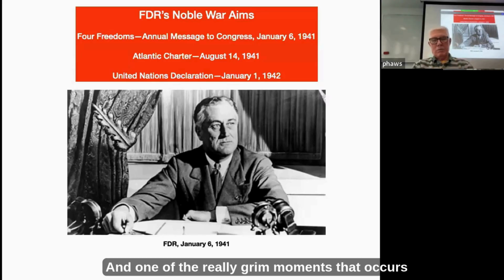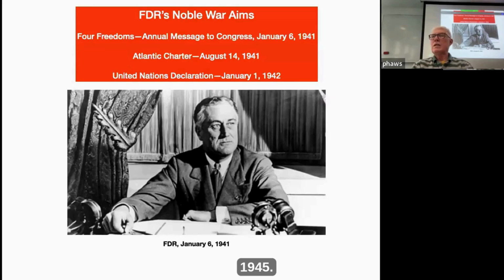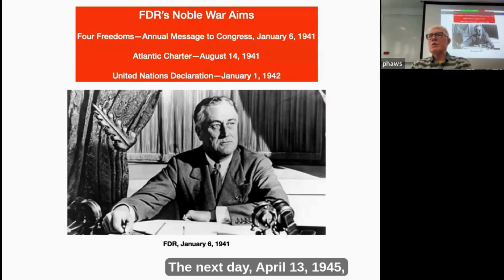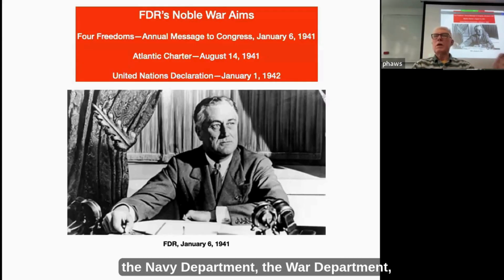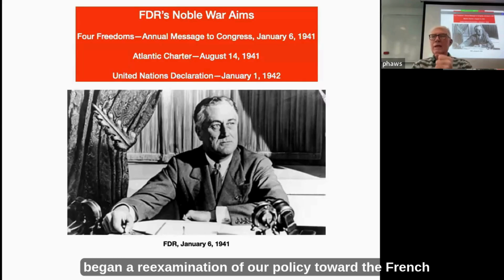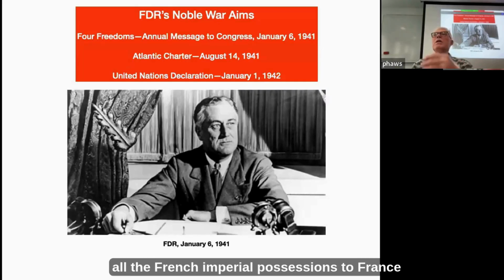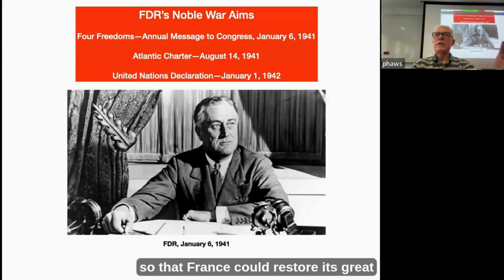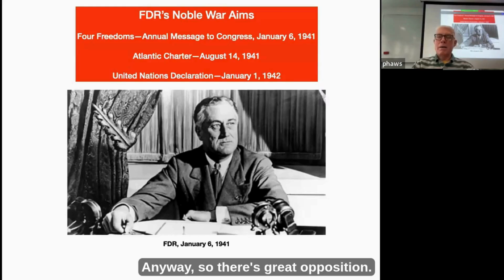And one of the really grim moments that occurs in our history is Roosevelt died April 12th, 1945. The next day, April 13th, 1945, a joint committee of the State Department, the Navy Department, and the War Department began a re-examination of our policy toward the French Empire with the idea of restoring all of French imperial possessions to France so that France could restore its great power status. The next day, they do this. Anyway, so there's great opposition.